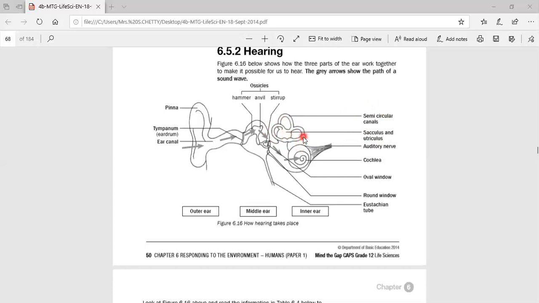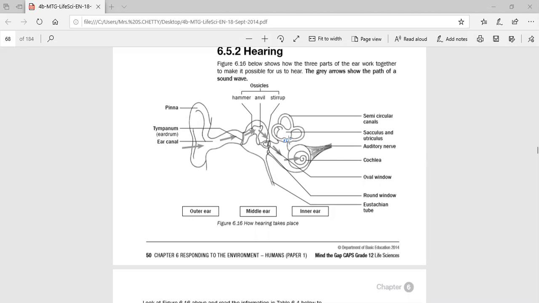So where is the stimulus picked up? It is picked up in the swollen area at the bottom of your semicircular canal. Here you can see it clearly. And that swollen area here is called your ampulla. So your semicircular canal has got the ampulla, and inside the ampulla, my darlings, you would find there are receptors which are sensitive to the speed and direction of movement.